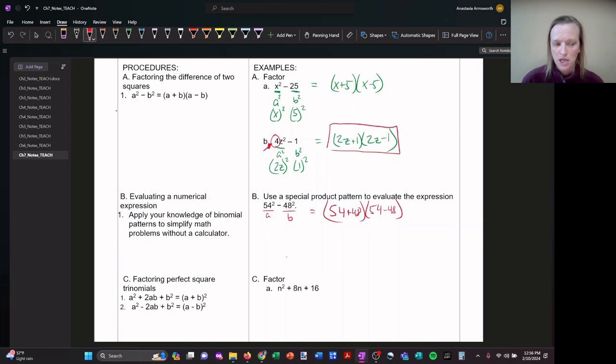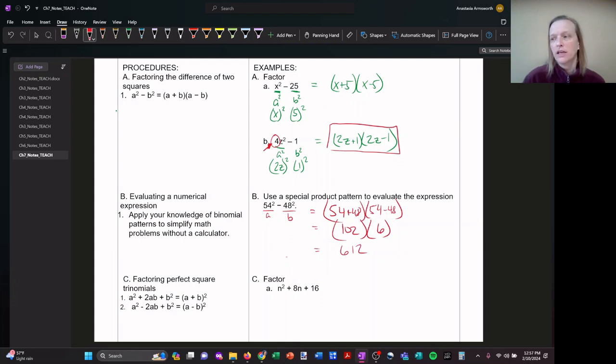54 plus 48 is 102, and 54 minus 48 is 6. So if I just multiply those values together, I get 612. Those were math problems I was able to do in my head, whereas I don't really feel like squaring 54 in my head.